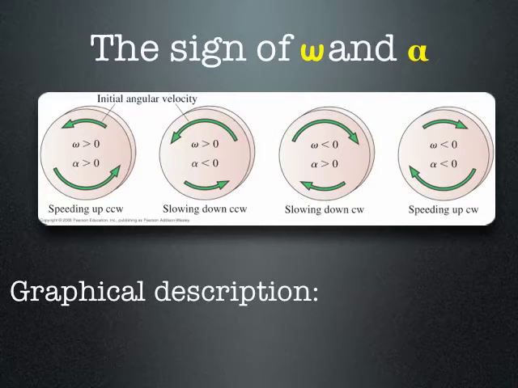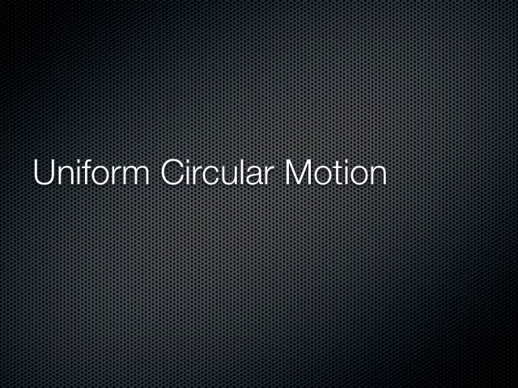Just as with acceleration and velocity, if they have the same sign, the object is speeding up. If omega and alpha have the same sign, the object is speeding up. And if it's speeding up counterclockwise, it's a positive omega and therefore a positive alpha. If omega and alpha have opposite signs, if they're antiparallel, then something is slowing down. Just as when velocity and acceleration are antiparallel, the object is slowing down. So if the object is going counterclockwise and slowing, omega is positive because it's going counterclockwise, and alpha is negative because it's slowing. The opposite cases are true.